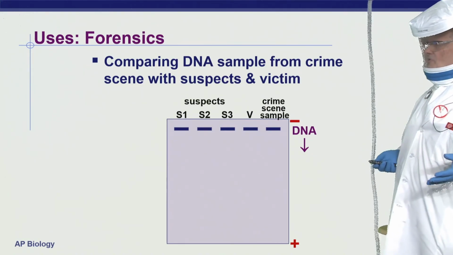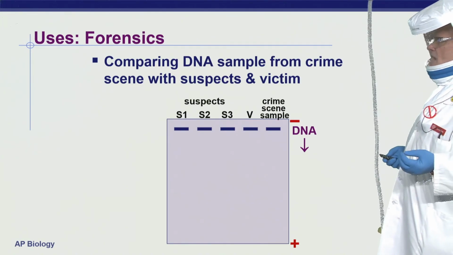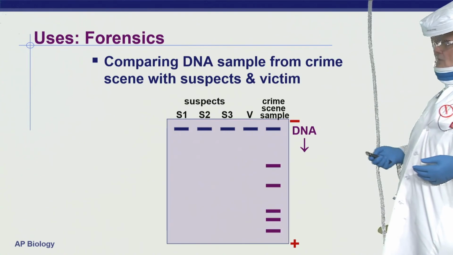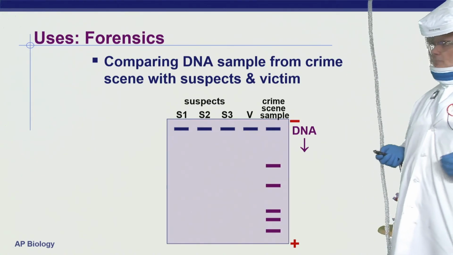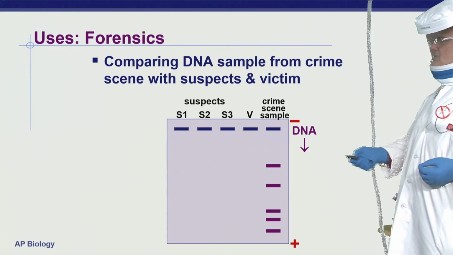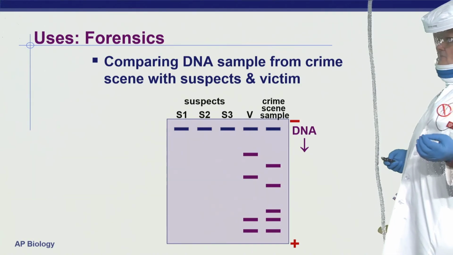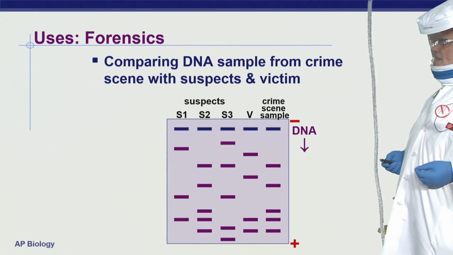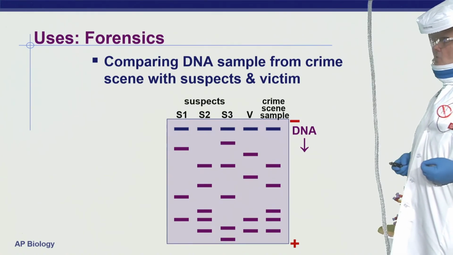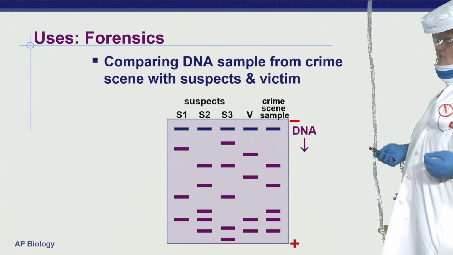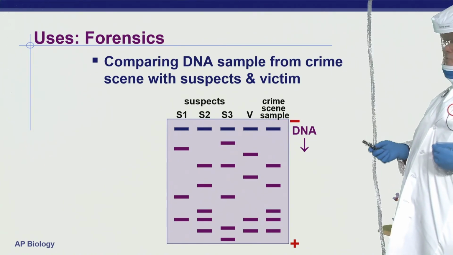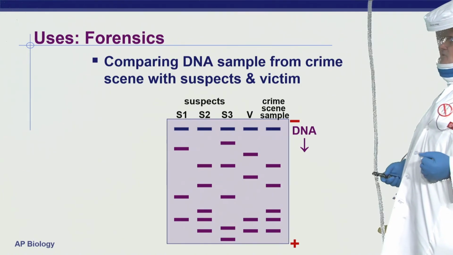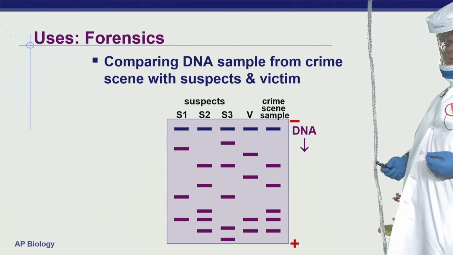So, it can be used, as we said, in forensics, comparing DNA samples from a crime scene with different suspects and victims. In this gel, we have on the far right a sample from the crime scene, and some standards that are run. And then we have our 3 suspects. So, do any of the suspects match, in your opinion, the crime scene sample? And if so, which one? Who would you arrest?